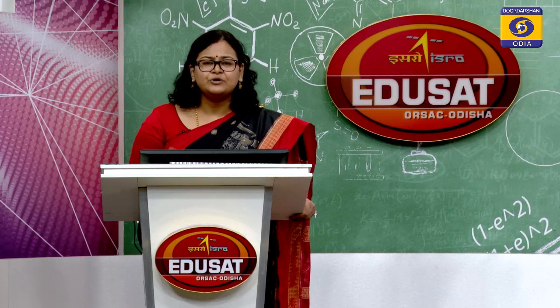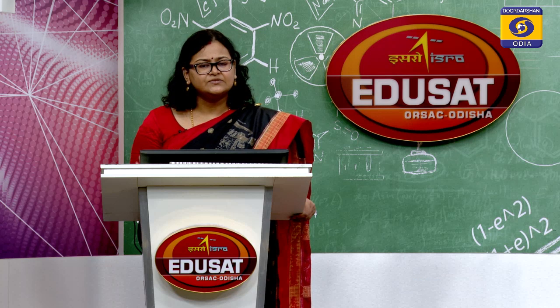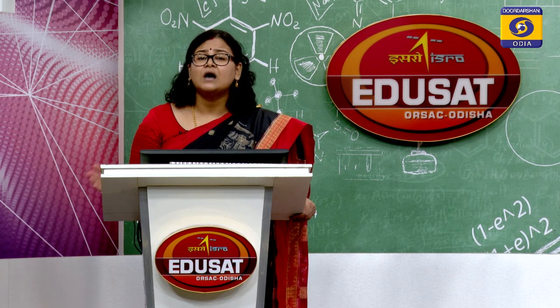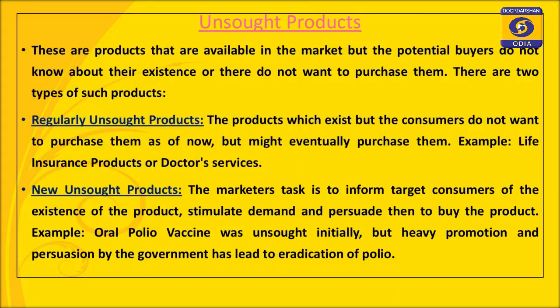Then there are certain products which are not coming under these three headings, but still they are called unsought products. These are the products which are available in the market, but the potential buyer does not know about the product or about their existence. They can be broadly classified into regularly unsought product and new unsought product. Regularly unsought product means the product which exists, but the consumer does not want to purchase it, like life insurance. कौन जाके life insurance खरीदता है या फिर आपका मन आएगा कि life insurance खरीदोगे? So they are called regularly unsought products.